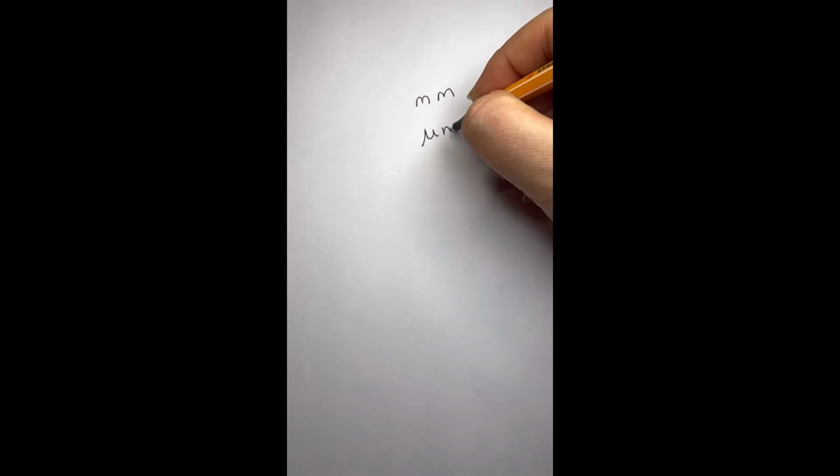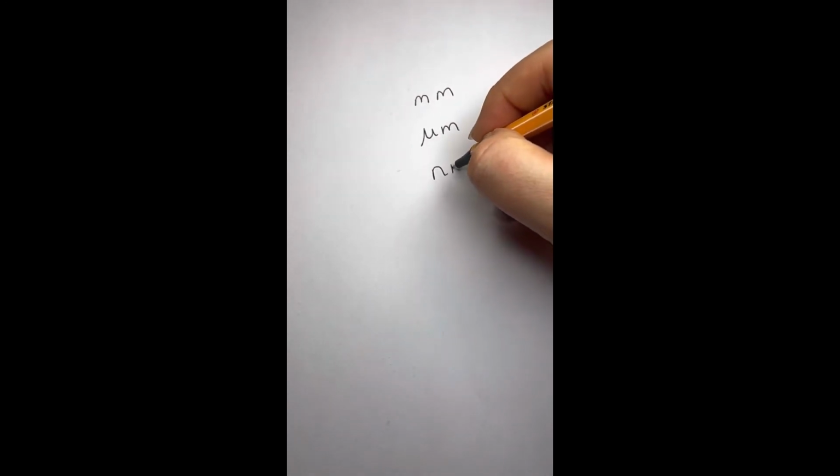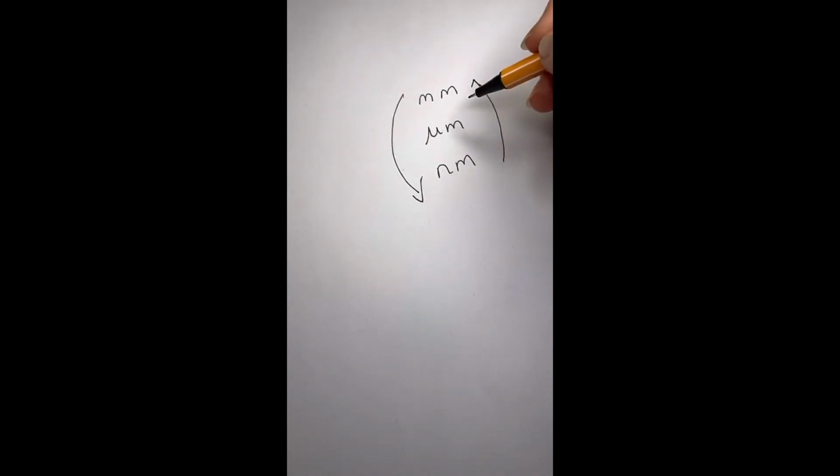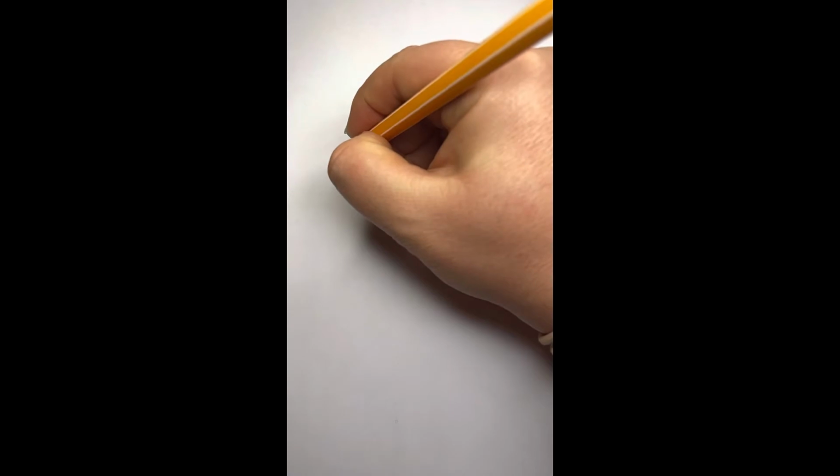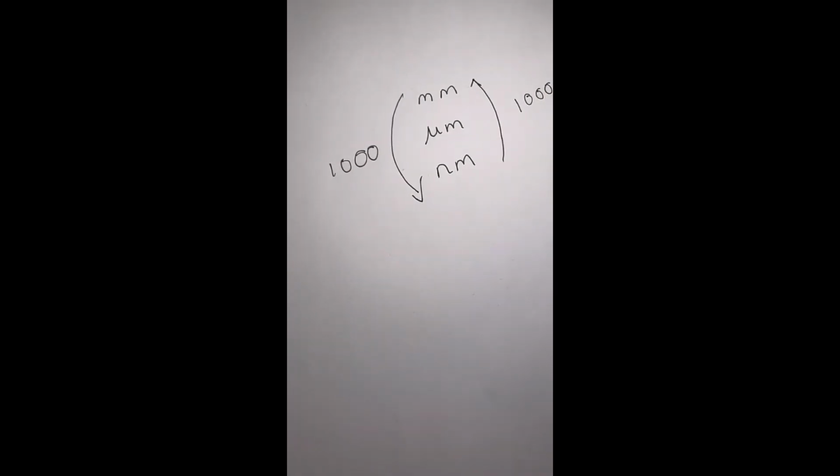micrometres, and then nanometres. A decade of teaching has taught me that many pupils get this wrong and they forget which way to times and which way to divide. I'm about to show you a way that will make sure you never get that wrong again. Next, you just have to put 1000 on each side. Now to work out if you got to times or divide.